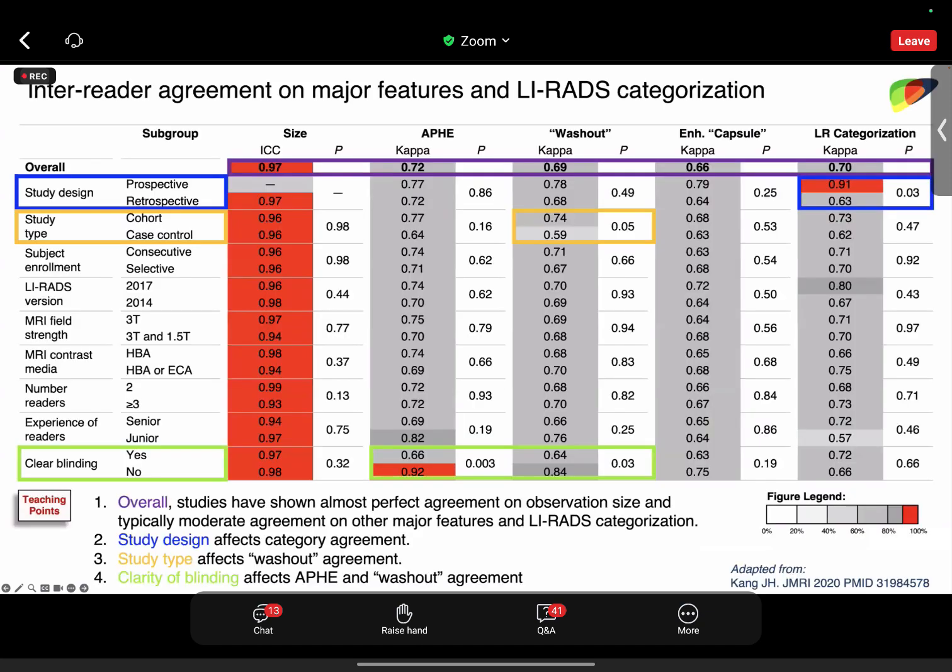There's an abundant literature, but it's summarized here on this dense slide, in which I have reproduced a meta-analysis from Kang and colleagues. The key teaching points are the following. On the top row, in purple, you can see that most studies show almost perfect agreement for observation size and typically moderate agreement on major features in LI-RADS categorization. The study type, the study design, and the clarity of blinding to the research hypothesis affected the level of agreement.